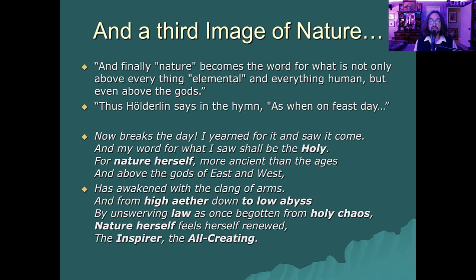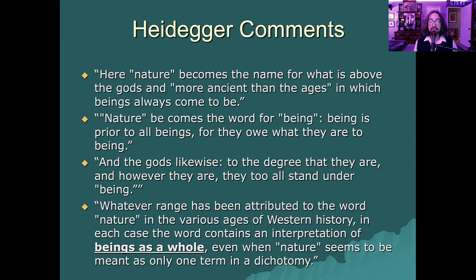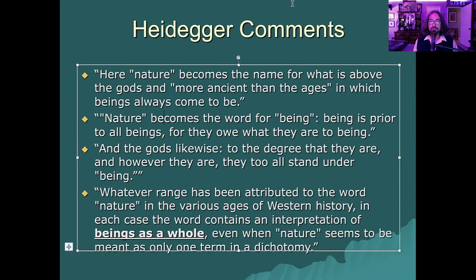Heidegger comments that in Hölderlin's poem, nature becomes the name for what is above the gods and more ancient than the ages, in which beings always come to be. In a way, our word nature is a word for being, or the being of beings, the nature of things. And instead of understanding the gods or God as creators of nature, Hölderlin thinks the divine and the gods as something which, as well as human beings, come to be within nature.